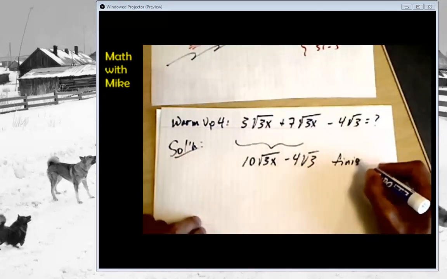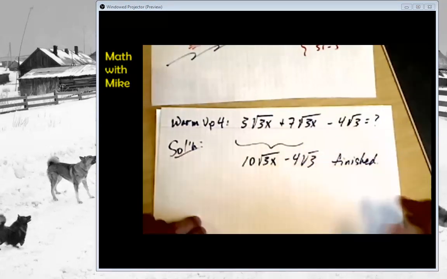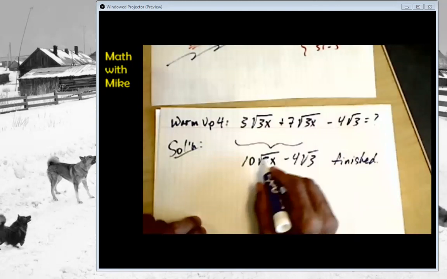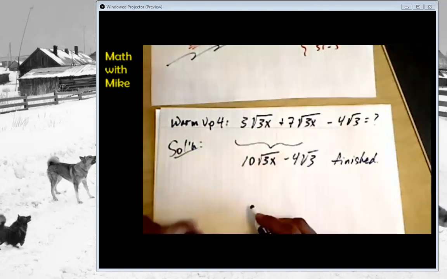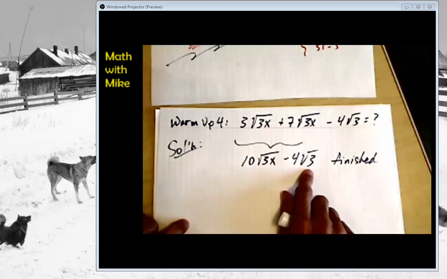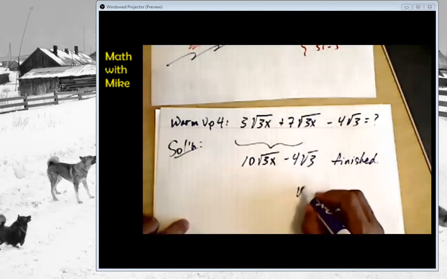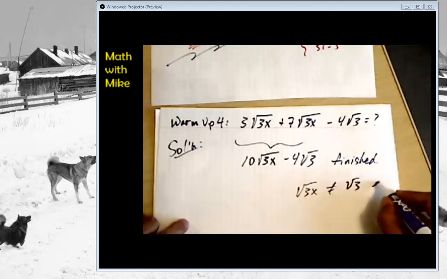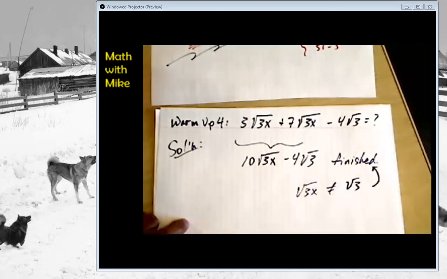Your final answer will have 2 terms inside of it. No, because these aren't the same things. Okay, that's a root 3x. This is a root 3. So root 3x is different, not equal to root 3. So that means finished. They don't combine together. Okay.